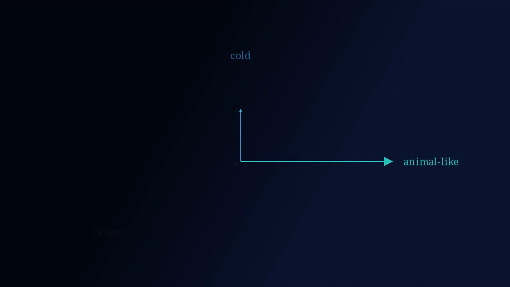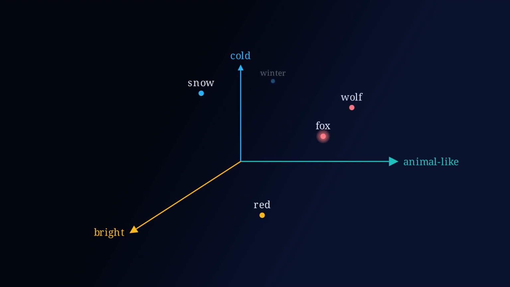Because meaning has many dimensions. One direction in this space might track how animal-like something is, another how cold, another how bright. A word is a point positioned along hundreds of these axes at once. No single axis is labeled, but together they pin down a shade of meaning.